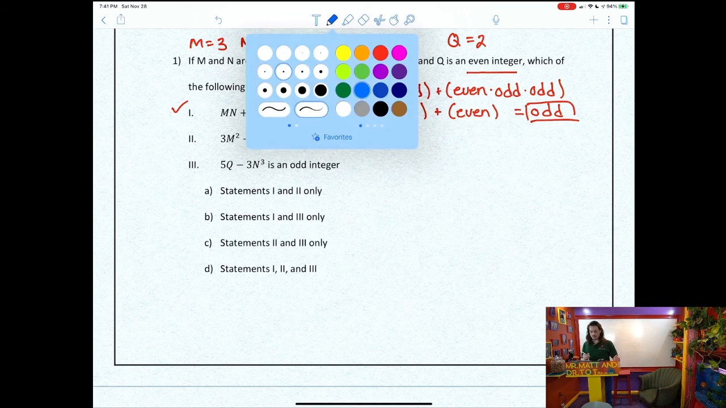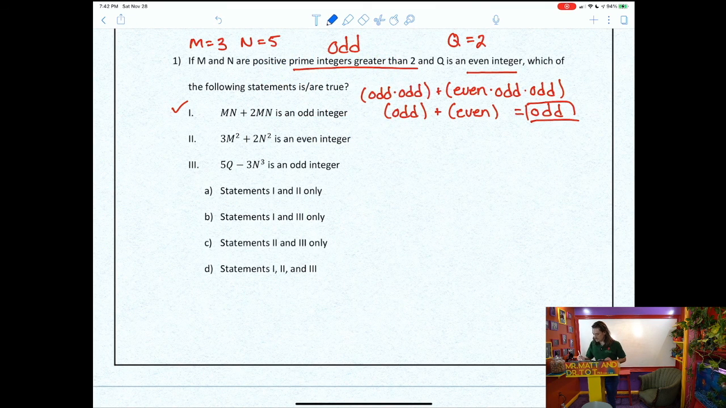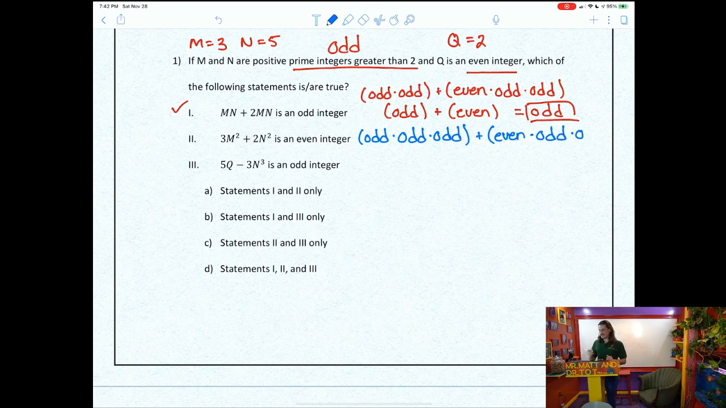For statement 2, we have 3 times m squared. Well, 3 is odd. M is odd, and so m squared is just an odd times an odd. Plus 2, which is even, times n squared, which is going to be an odd times an odd. An odd times an odd is odd. That odd times another odd would still be odd. And then an even times an odd would be even. That even times another odd would still be even. An odd plus an even is going to be odd. So statement 2 is not true.